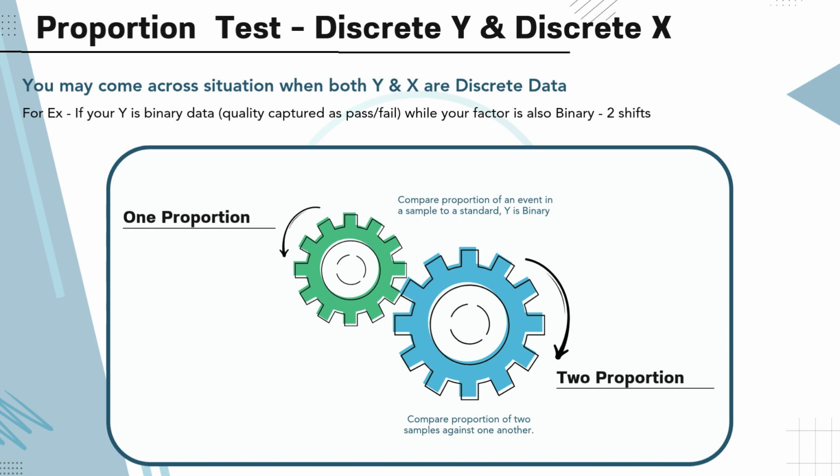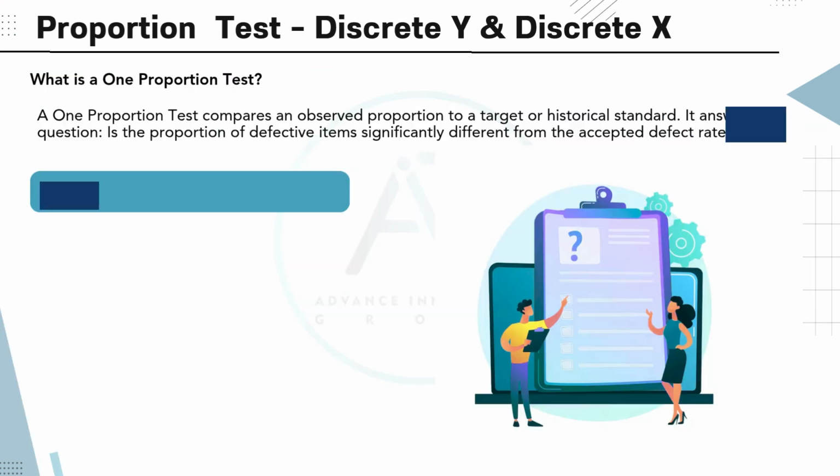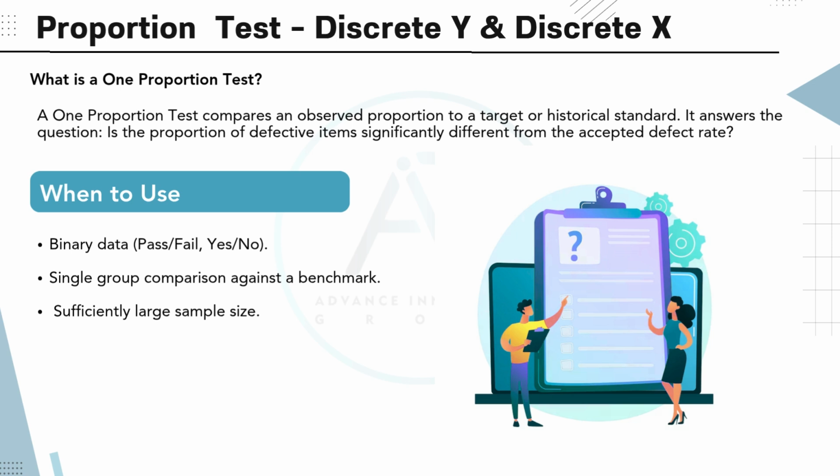Understanding which test to apply depends on whether you're comparing to a known standard or between two independent groups. We'll explore both in detail in the upcoming slides. Let's begin by understanding the one proportion test. This test is used when we want to compare an observed proportion from a sample to a known or expected proportion, often called a target or historical benchmark.